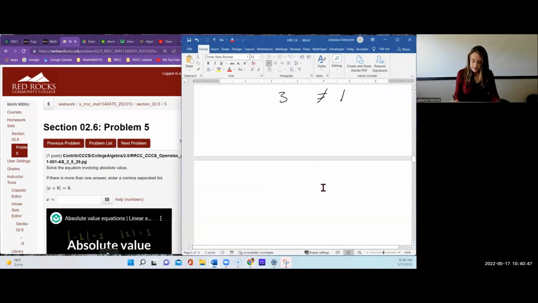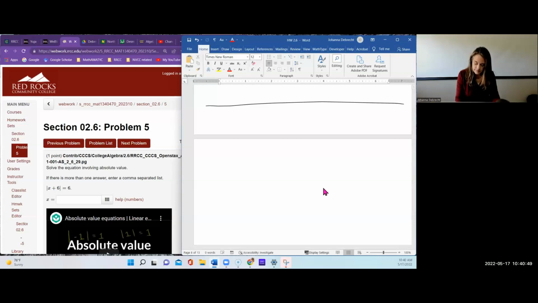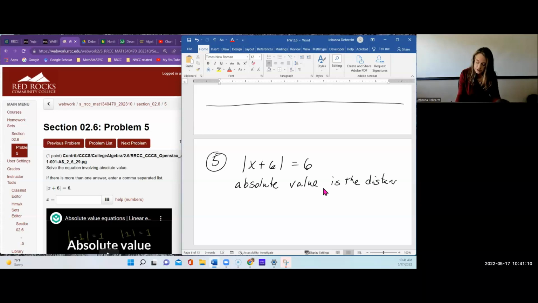problem number 5. In problem number 5, we have the absolute value of x plus 6 equals 6. When we see absolute values, we're going to replace the absolute values and say instead, absolute value is the distance. So how would I read this particular problem?